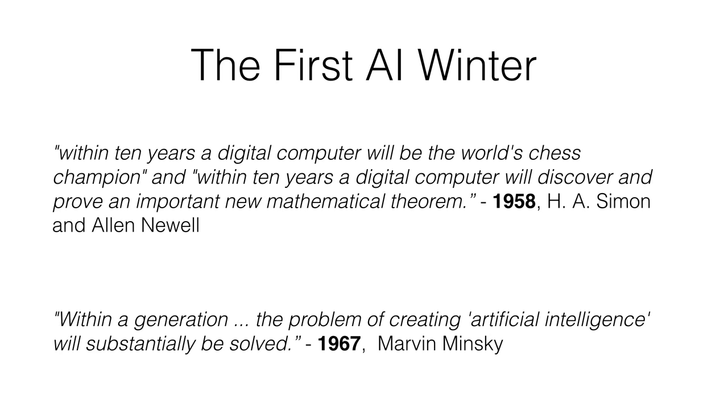Within 10 years, a digital computer will be the world's chess champion. Within 10 years, a digital computer will discover and prove an important new mathematical theorem. From 1958. Within a generation, the problem of creating artificial intelligence will be substantially solved. From 1967. The early AI pioneers thought that AI was going to be something relatively straightforward. Something they could solve with a few grad students and a year or two of research funding.